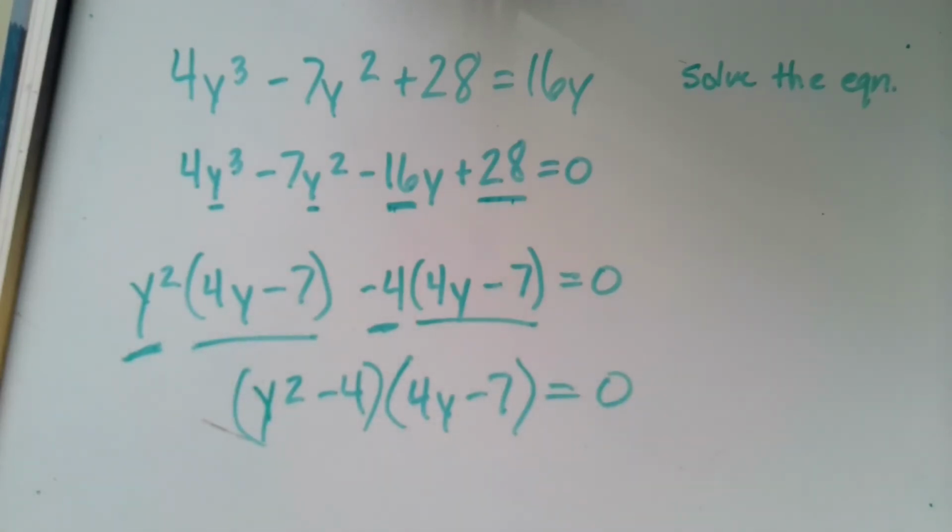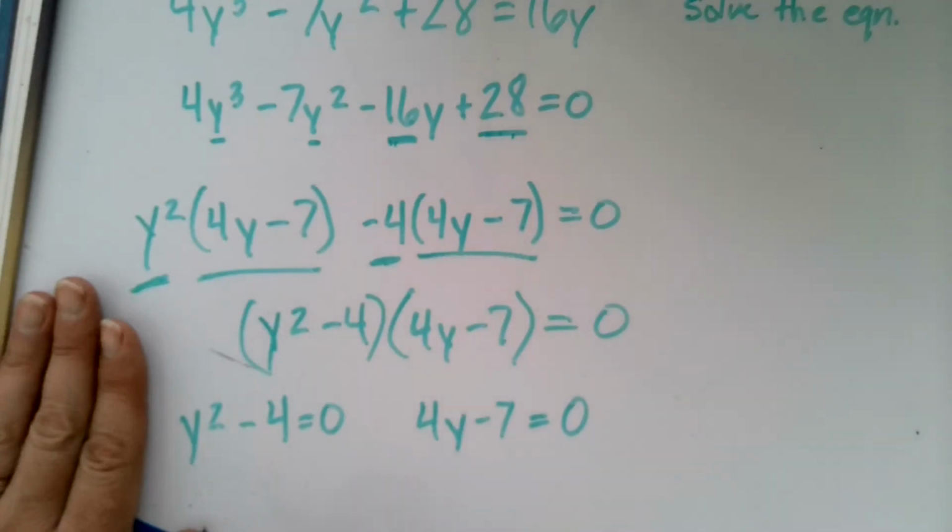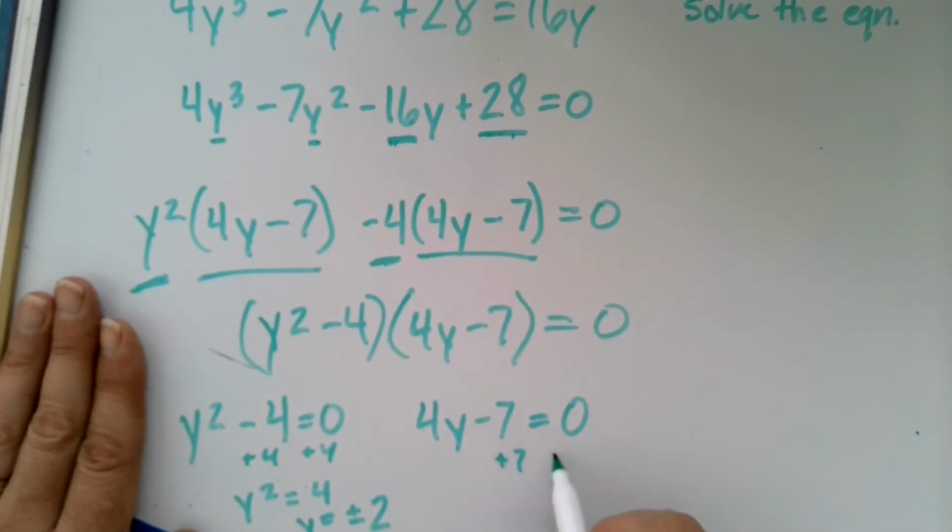Now, the ticket here is that we are going to need to set each of these equal to 0. Okay, so we've set each of them equal to 0. As we solve this one, we're going to add 4 to each side, and y squared equals 4. You're going to remember that y can be positive or negative 2 in order to give us that y squared. And here we're going to add 7 to each side, and 4y equals 7. Divide each side by 4, and y equals 7/4, and we are done.